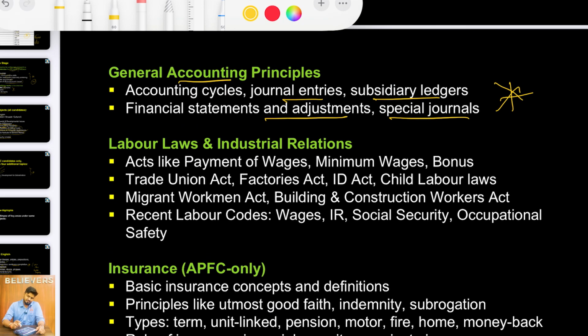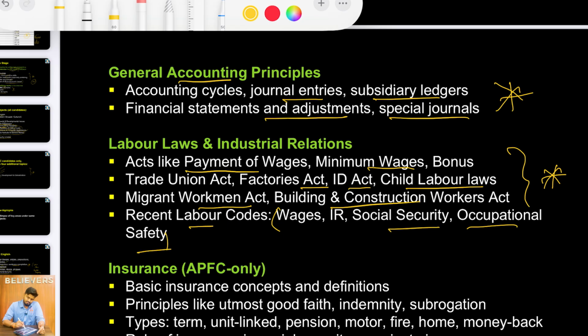Next is labor laws and industrial relations. Very important, this one. Most of the questions will be framed out of this. That is, acts like Payment of Wages, Minimum Wages and Bonus, Trade Union Act, Factories Act, ID Act, Child Labor Laws, Migrant Workmen Act, Building and Construction Workers Act, and recent labor codes such as Wage, IR, Social Security, Occupational Safety. All these things are going to be very important for you.